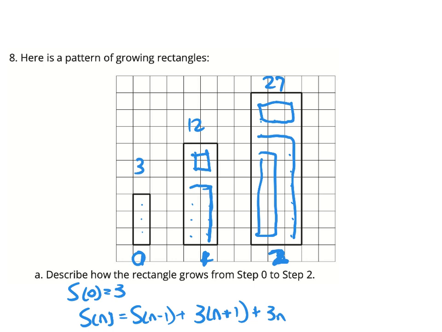All right, now to write it explicitly. S of n equals 3n plus 1 squared. This is neither arithmetic nor geometric because you times 4 going here, but to get from 12 to 27, you went up by 15. That's when you times 4 or you added 9. So this is just a weird one.